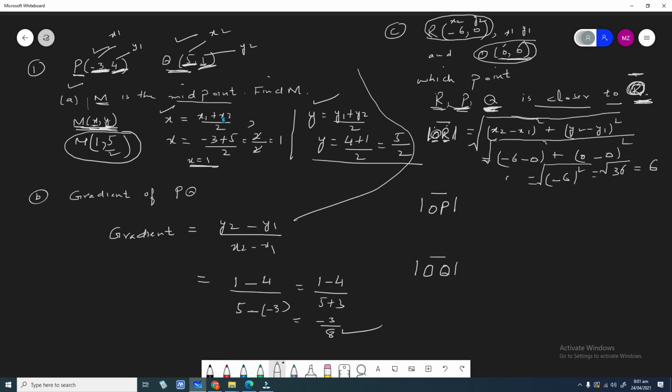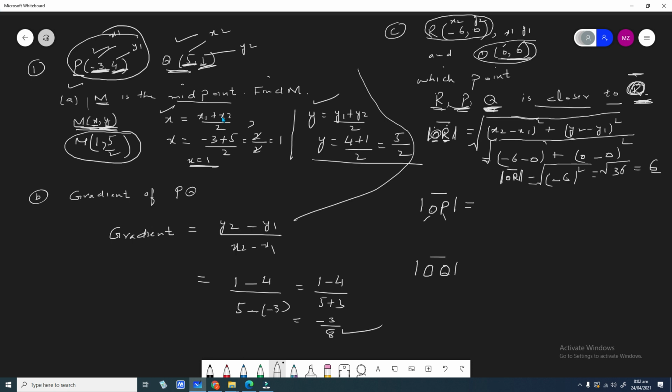So we have got OR, that is the distance between O and R. OR means there is a mod value. This mod value means the distance between O and R. It will become 6. Now OP will be calculated by using the coordinates of O and P. The coordinates of O are again 0, 0, and the coordinates of P are given in this question in the first part, that is P is equal to minus 3 and 4.